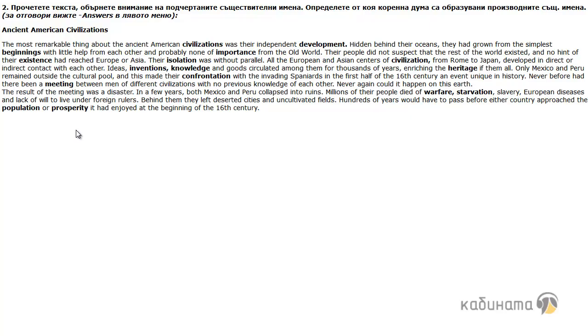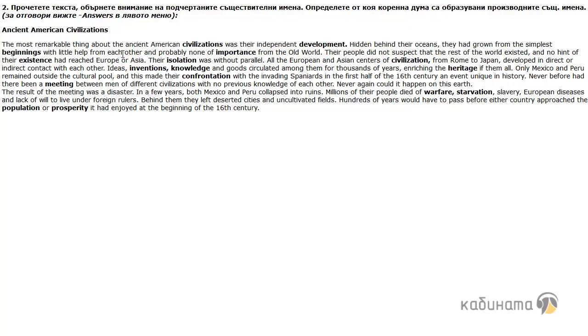Okay, that's it. And this is our next text, Ancient American Civilizations. The most remarkable thing about the ancient American civilizations was their independent development. Hidden behind their oceans, they had grown from the simplest beginnings with little help from each other and probably none of importance from the Old World. Their people did not suspect that the rest of the world existed, and no hint of their existence had reached Europe or Asia. Their isolation was without parallel.